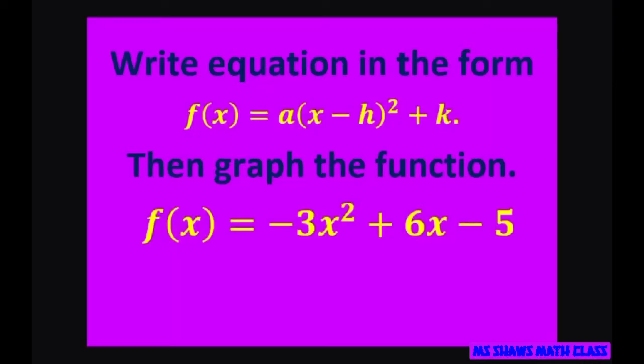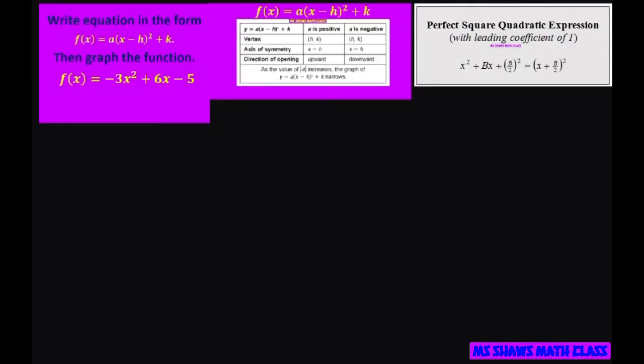Hey everyone, we're going to write our equation f of x equals negative 3x squared plus 6x minus 5 in this vertex form. Then we're going to sketch a graph of the equation. So basically, I'm going to change this to y. I'm also going to add 5 to both sides of the equation. And that's on the left-hand side.